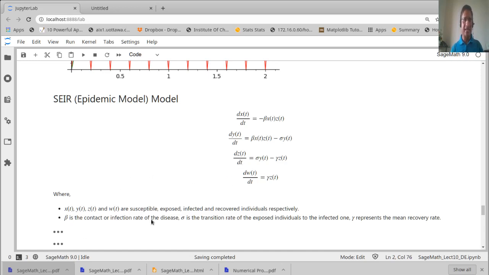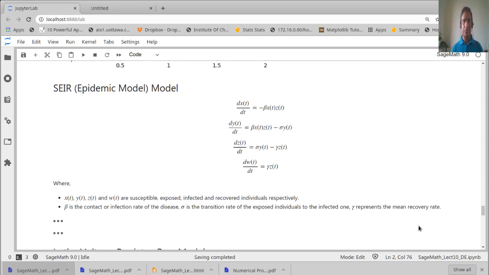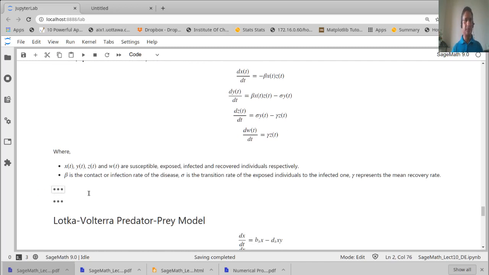So S, E, I, and R are the susceptible population, the population exposed to the disease, the infected one, and the recovered one, and beta, sigma, and gamma are parameters. Beta is called the infection rate of the disease. Sigma is known as the transition rate of the exposed individuals to the infection, and gamma is called the mean recovery rate. If you go through the literature, in case you're not aware, you can see more details on this. So let us try to solve this.